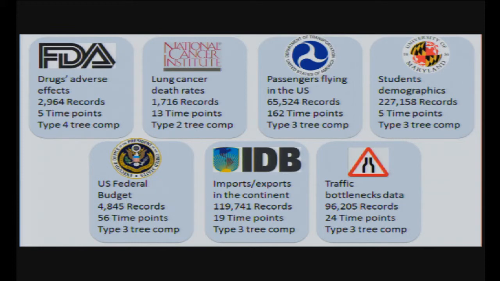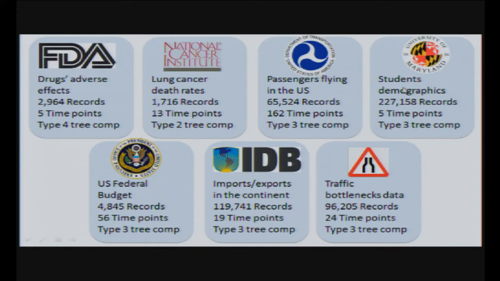So we've done a lot of different case studies to try to go out and talk to different user groups to see how well the tool actually works for them. We met with the Food and Drug Administration to look at adverse drug effects on people. So that was a relatively small data set. We also looked at the National Cancer Institute to look at lung cancer death rates over time to see if there's any patterns or outliers that we should be concerned about. We also went to the U.S. Department of Transportation and we looked at passengers that are flying in the U.S. on various carriers and various airports.